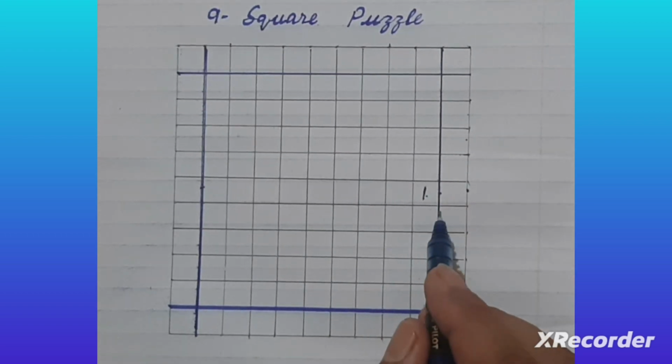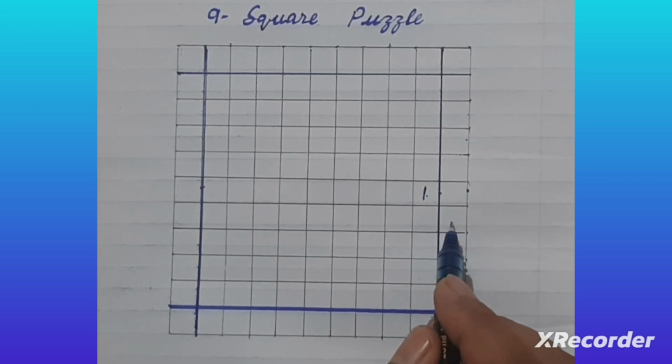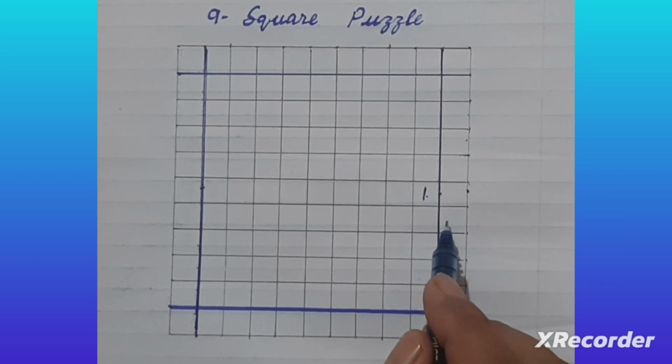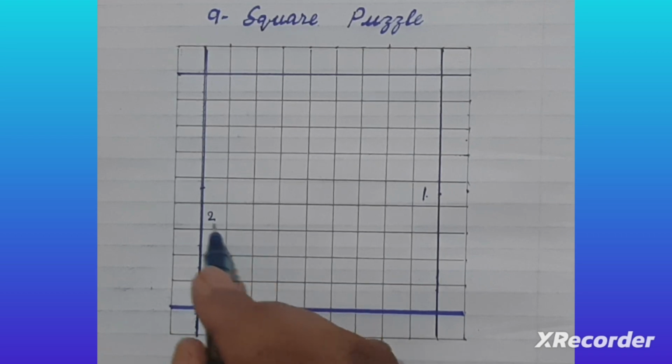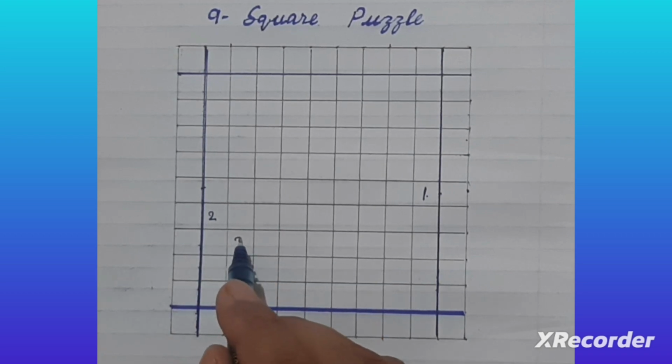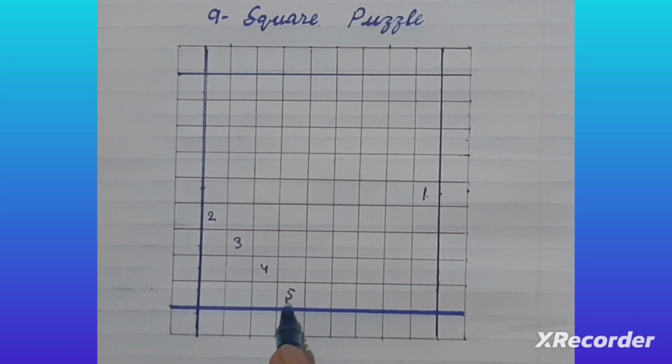and we should move diagonally like this, and 2 should be here, but it is out of the square. Therefore we write 2 at the beginning of this row. This is 2, and this is 3. Diagonally moving downward, we have 4. Diagonally moving downward, we have 5, and diagonally moving downward, we have 6.